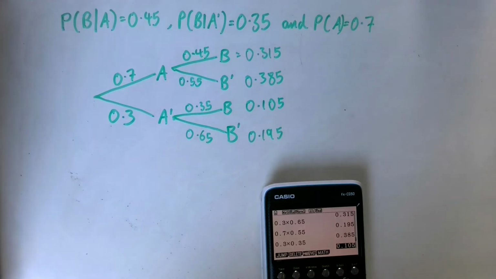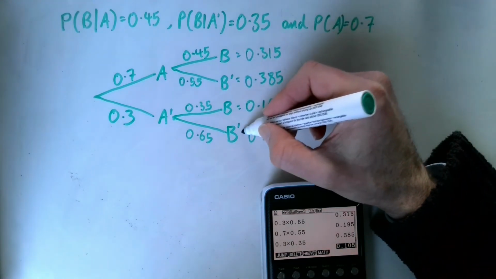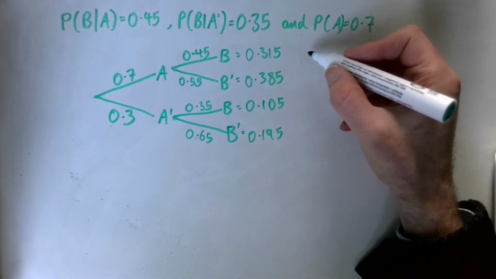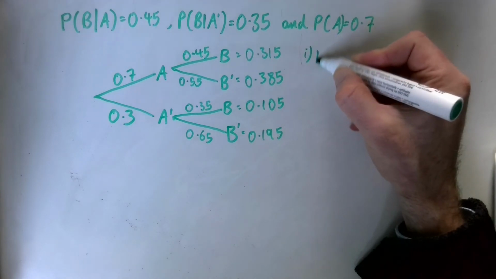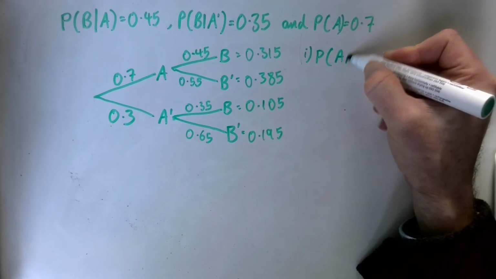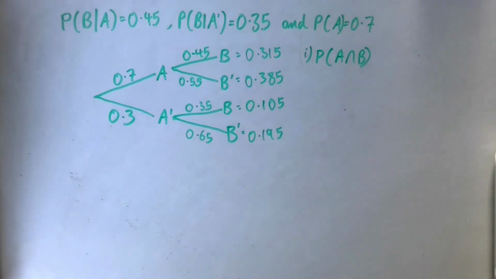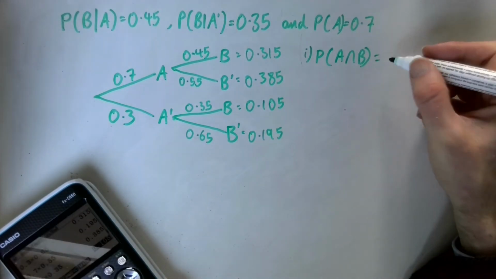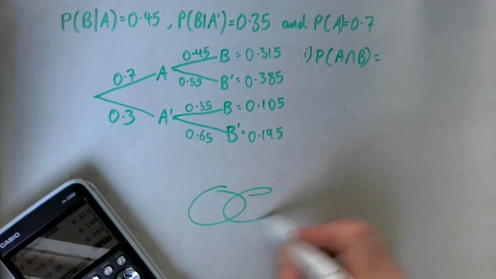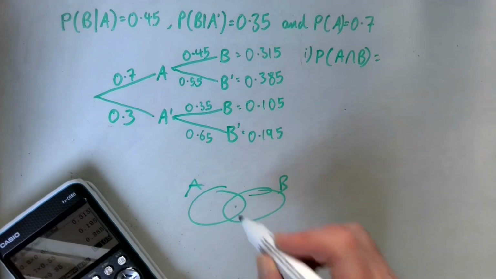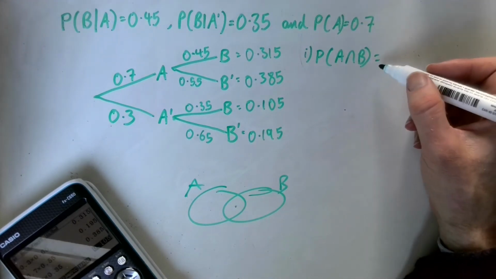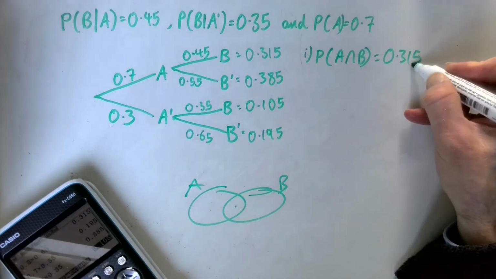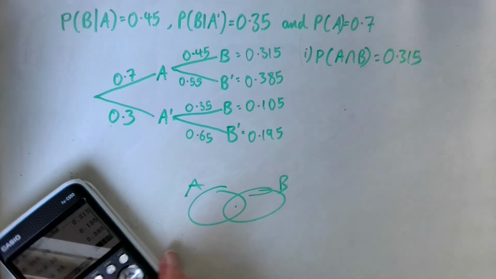But then, having done that, it's time to look at the different things that they want us to do. So the first one is the probability of A intersection B. So that means A happening as well as B happening. Remember, if we had that on a Venn diagram, it's that bit there, and you get that bit by multiplying them together. So A and B happening, we've already worked that out, is 0.315.